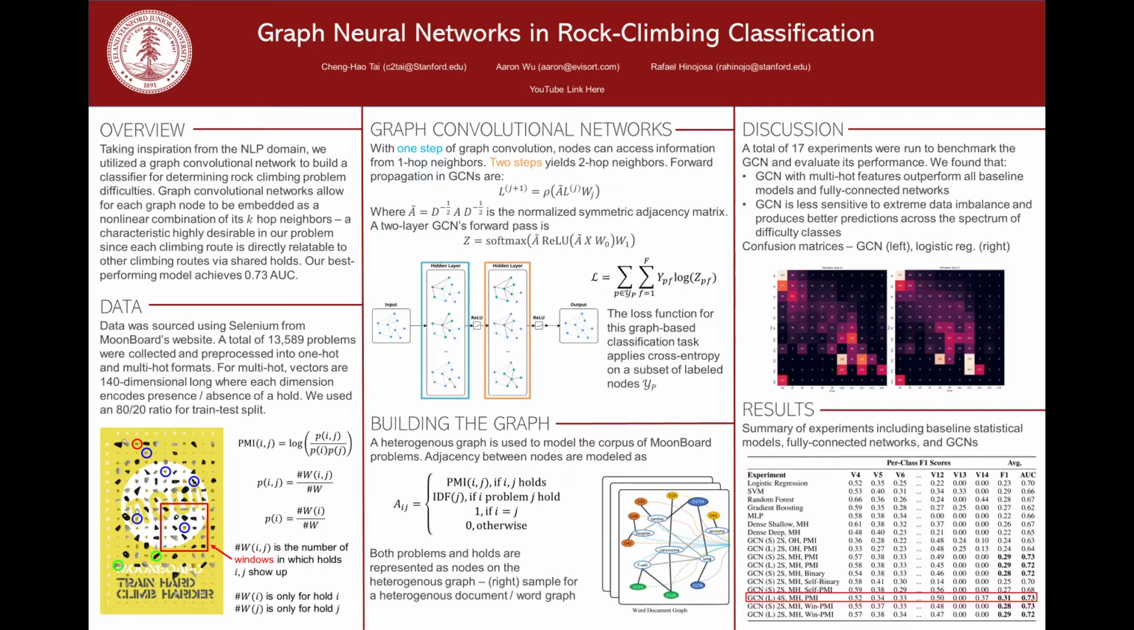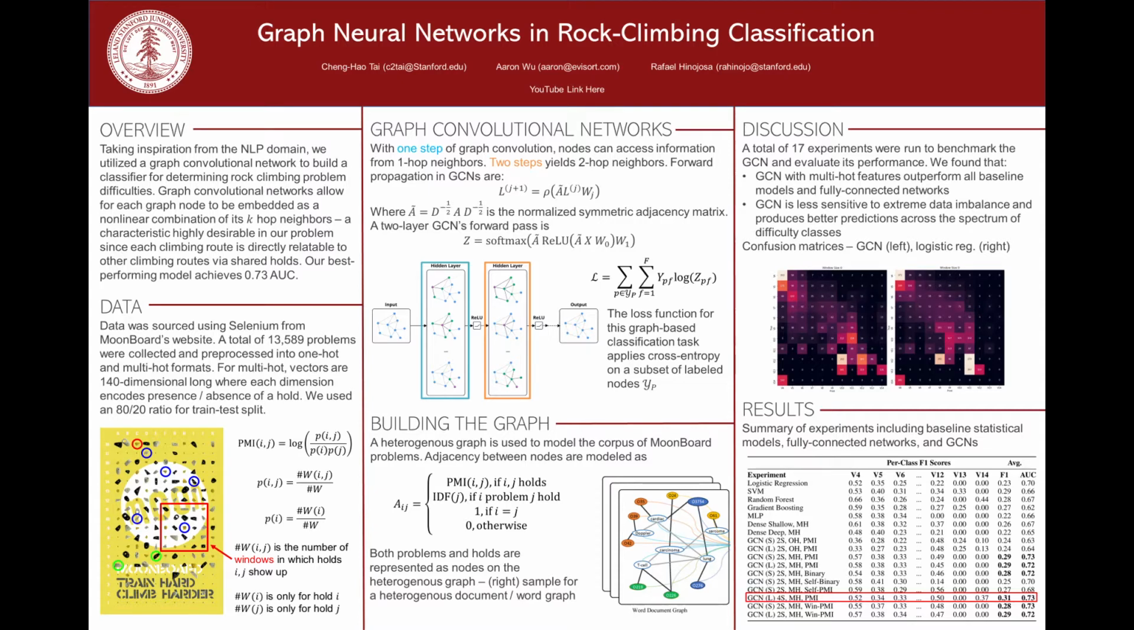Graph neural networks and rock climbing classification. Specifically, the problem being solved is determining the difficulty of a climbing route on a MoonBoard apparatus. Now, what is a MoonBoard? If you focus your attention on the lower left-hand side of this poster, you'll see an image of a MoonBoard canvas. Essentially, a MoonBoard is a modular climbing wall of fixed dimensions. There are exactly 18 rows and 11 columns, and the problems set on it range in difficulty from a V4 to a V14.